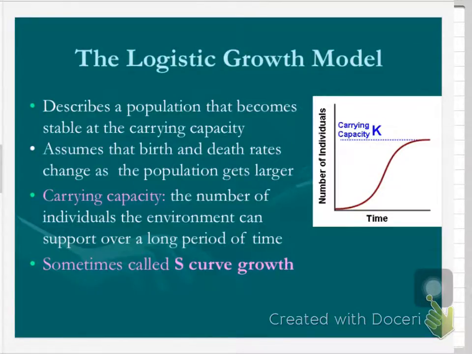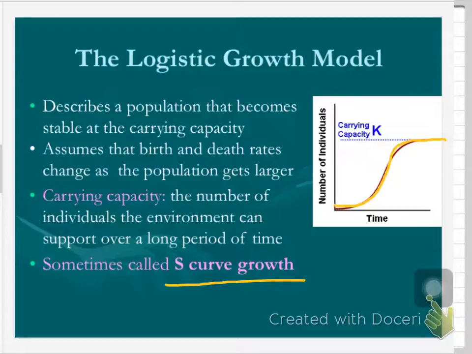So this is called the logistic growth model. And it's also sometimes called S-curve growth, because what it says is a population can grow for about so long, and then the growth rate starts to change. And notice that the curve of that line starts to taper off, and then it kind of flattens out.